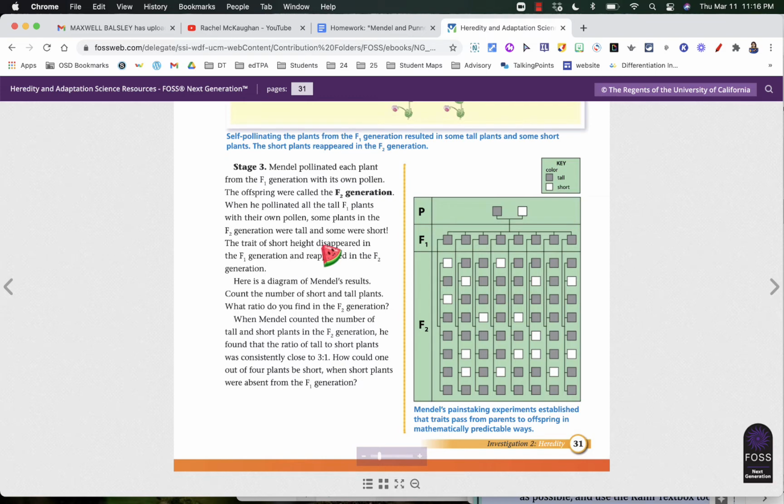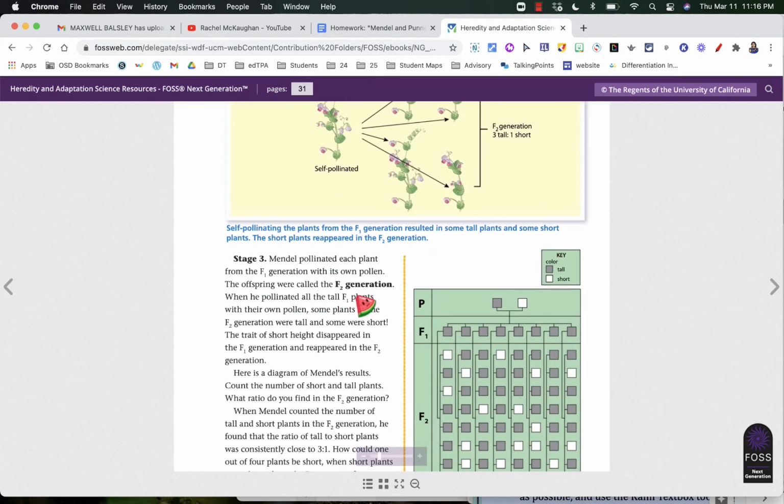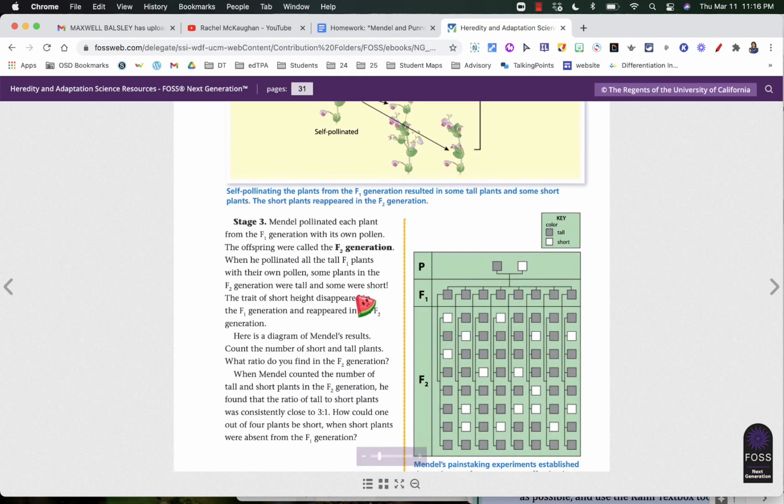Mendel pollinated each plant from the F1 generation with its own pollen. The offspring were called the F2 generation. When he pollinated all of the tall F1 plants with their own pollen, some plants in the F2 generation were tall and some were short. The trait of short height disappeared in the F1 generation and reappeared in the F2 generation.